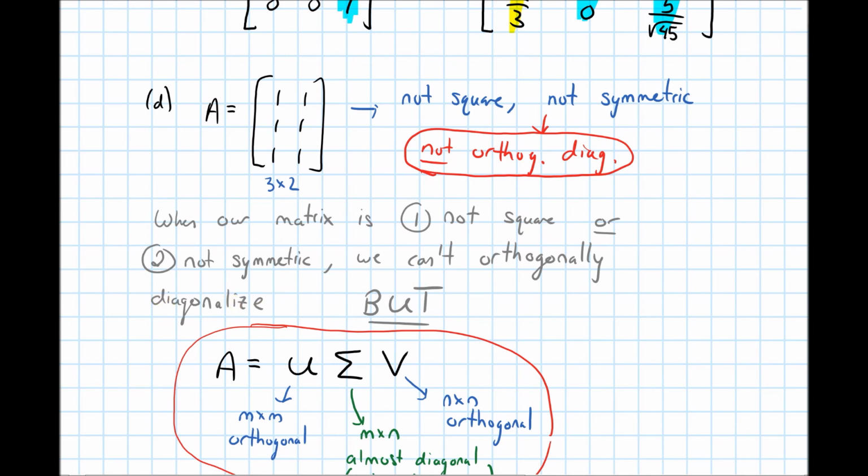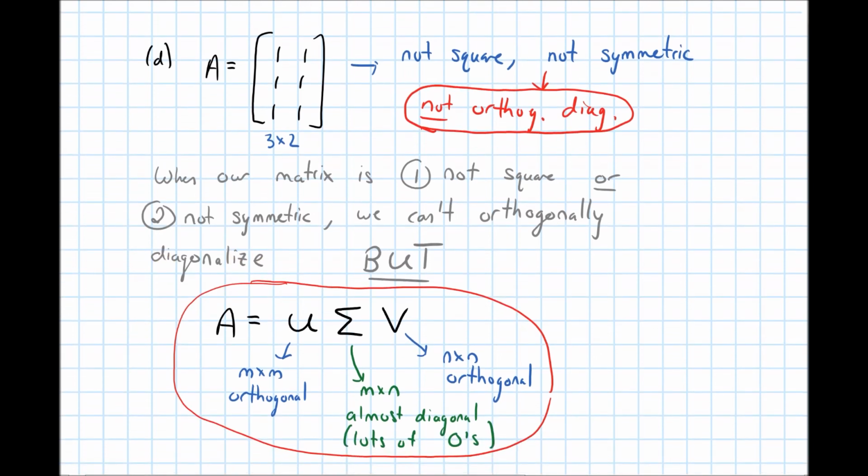But what we can do is write A in the following form. U times, this is the Greek letter sigma, times V, where U and V are both orthogonal matrices, but they may be different sizes, because A may not necessarily be square. And this matrix sigma in the middle is really close to a diagonal matrix. It's almost diagonal, and it'll be M by N. But what it will have is lots of zeros.